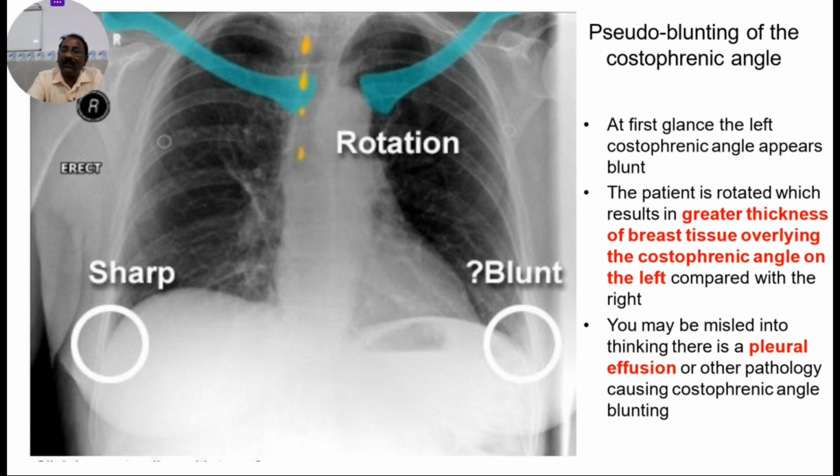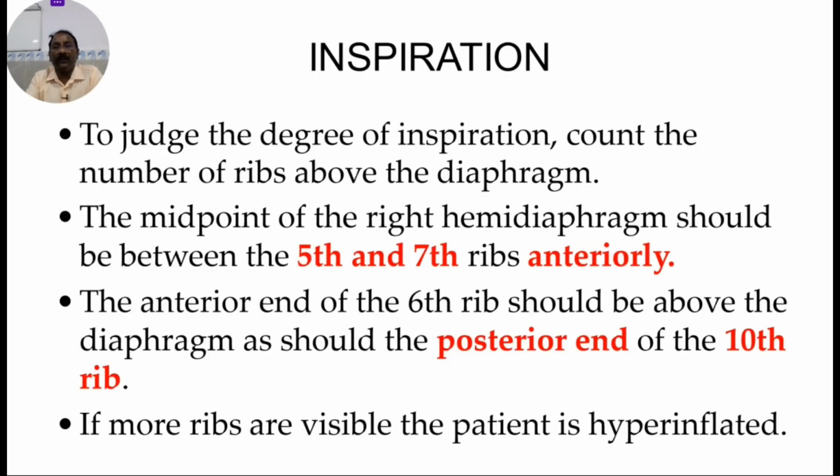You may be misled into thinking there is a pleural effusion or other pathology causing the costophrenic angle blunting. So maybe a mild pleural effusion or maybe pneumonitis, etc. So the rotation is very, very important before you comment on all these things, to comment on the costophrenic angles and to comment on the cardiomegaly.